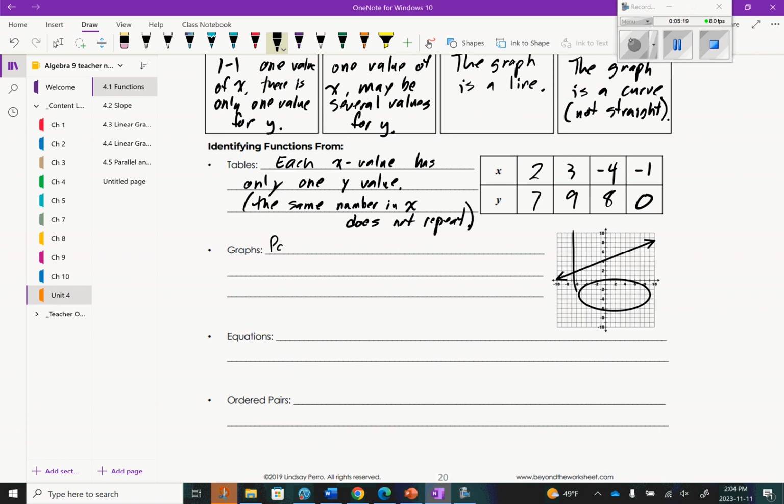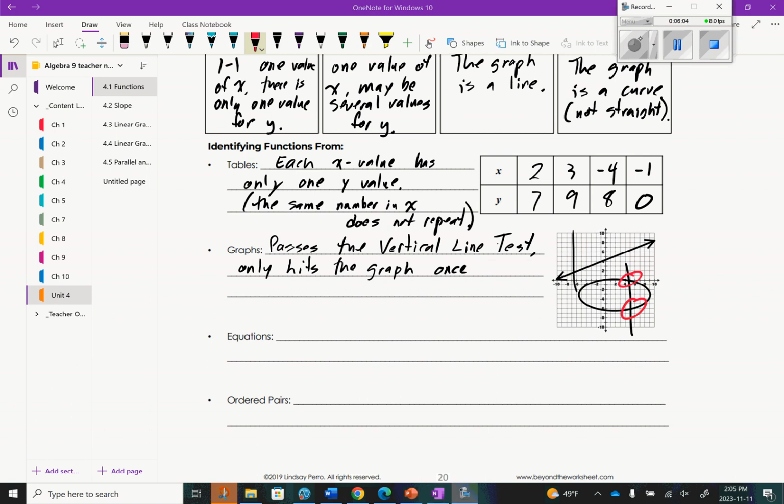So we can say that it passes the vertical line test. Whereas this curve down here, if I put in a vertical line, it hits twice. That fails the vertical line test. It's not considered to be a function.